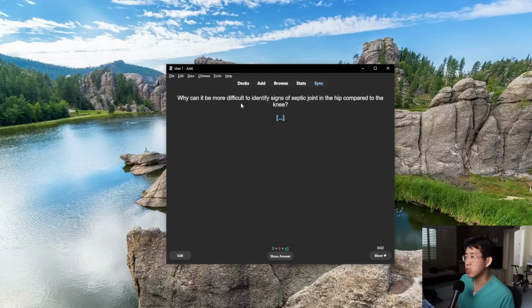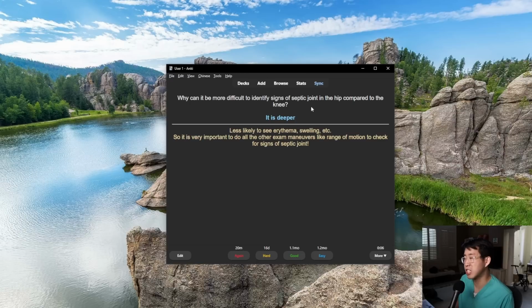Why can it be difficult to identify signs of septic joint in the hip compared to the knee? It's because it's a deeper structure, so you're less likely to see erythema and swelling. So it's very important to do all the other exam maneuvers like range of motion to check for possible septic joint.